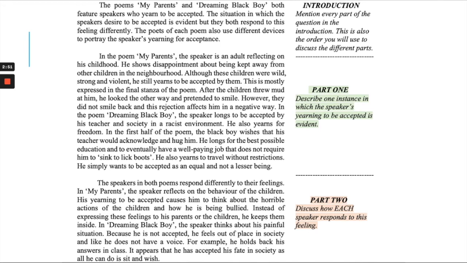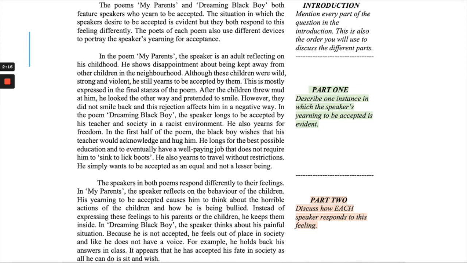In the poem Dreaming Black Boy, the speaker longs to be accepted by his teacher and society in a racist environment. He also yearns for freedom. In the first half of the poem, the black boy wishes that his teacher would acknowledge him and hug him. He longs for the best possible education and to eventually have a well-paying job that does not require him to sink to lick boots. He also yearns to travel without restrictions. He simply wants to be accepted as an equal and not a lesser being.